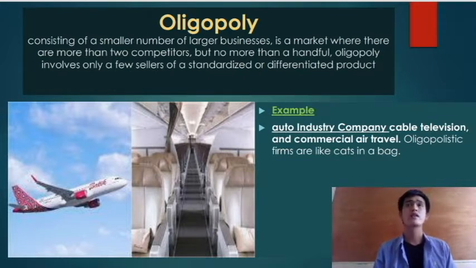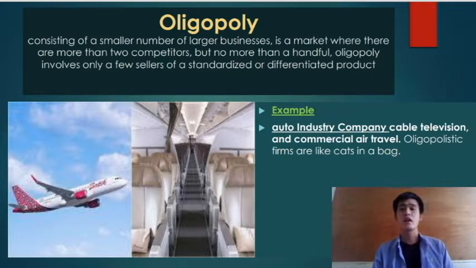Okay, the differences between oligopoly and monopoly. Monopoly is composed of one larger company with control over the market. It is the sole seller of its products. Compared to oligopoly, which is composed of two or more competitors and involves only a few sellers of differentiated products. An example of oligopoly is the auto industry, cable television, and commercial air travel.